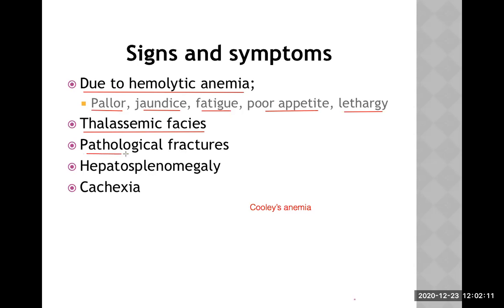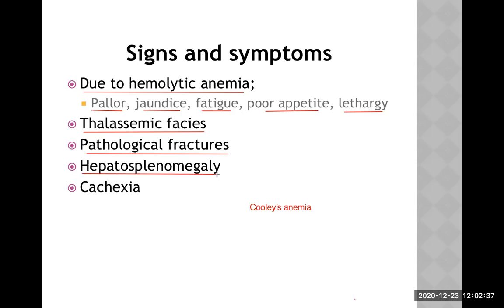Pathological fractures are also quite common, especially in the long bone, because they are also suffering. There is expansion of the medullary cavity, but there is thinning of the cortex. So fracture can occur. Remember the meaning of pathological fractures. The bones are already abnormal. They are no more normal bone. So even with a trivial or small type of injury, the bone can be fractured.